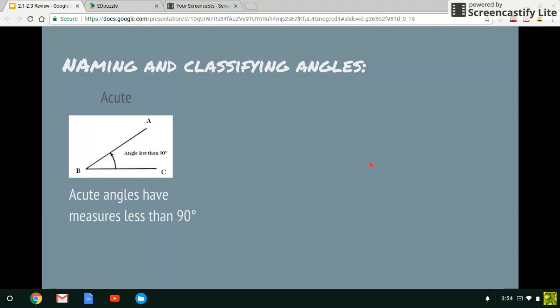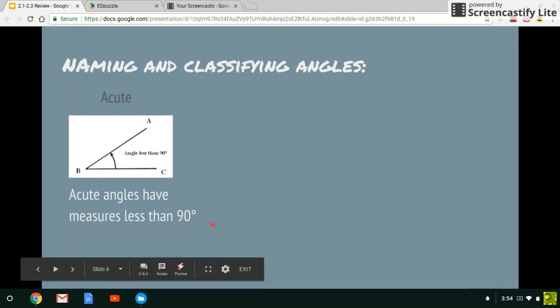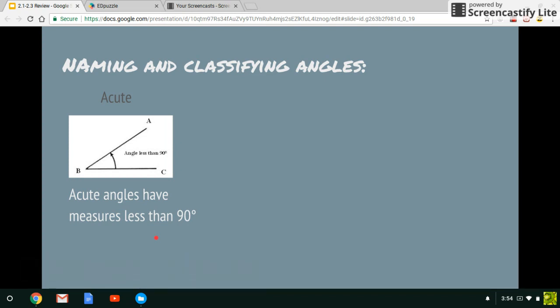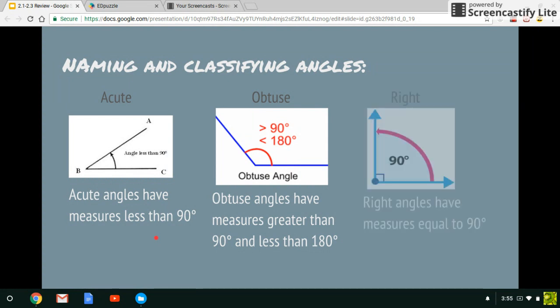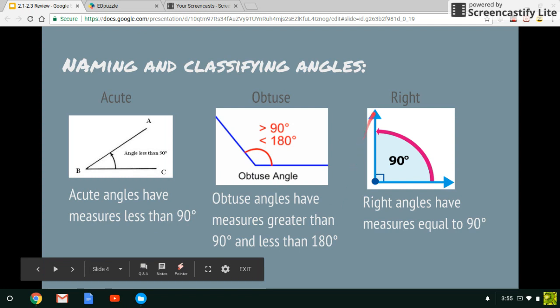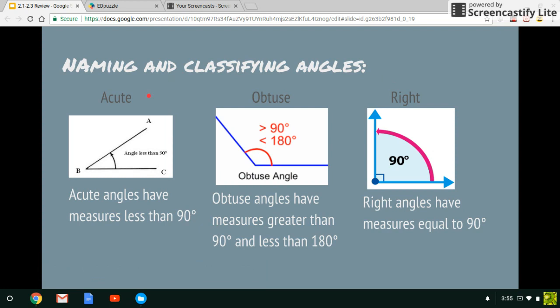Okay, so now we're moving on to classifying angles, and we can classify them by measure first. So an acute angle is an angle that is less than 90 degrees. Those are the small angles. And then we have obtuse angles. They're the angles that are bigger than 90 degrees, but smaller than 180 degrees. So these are the big angles. And then we have the right angles, and they are right in the middle at exactly 90 degrees. So we have acute, little guys, obtuse, the big ones, and right angles right in the middle at 90 degrees.